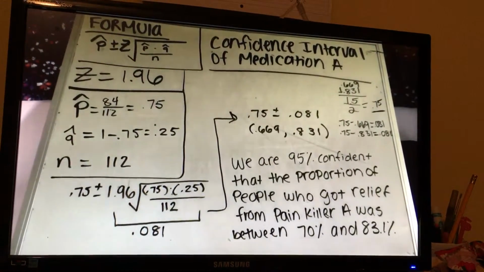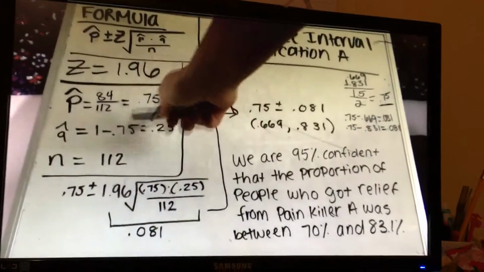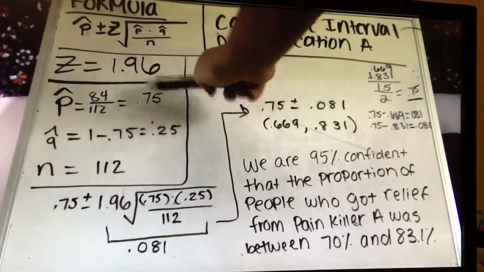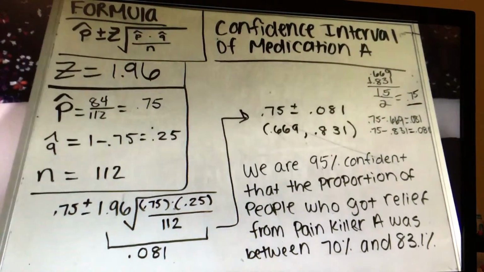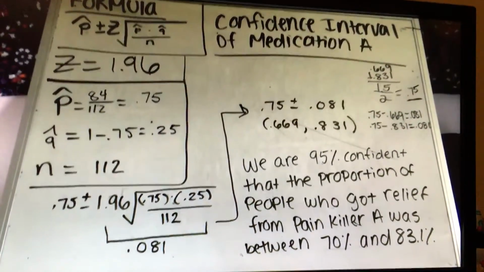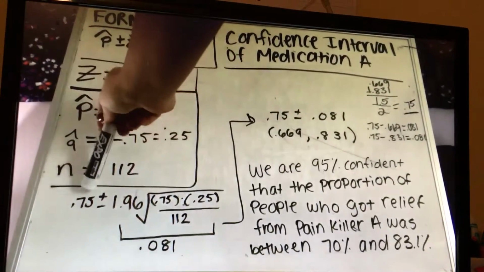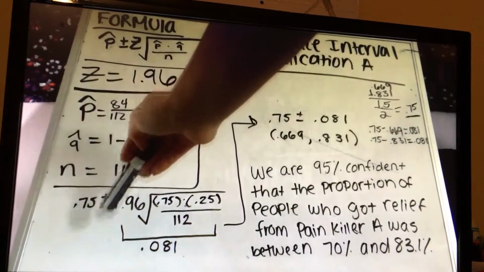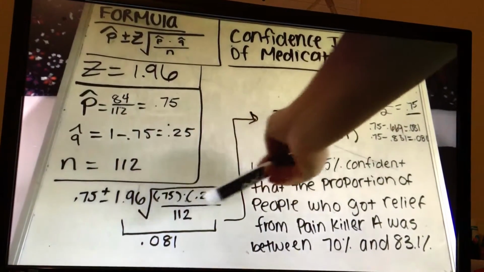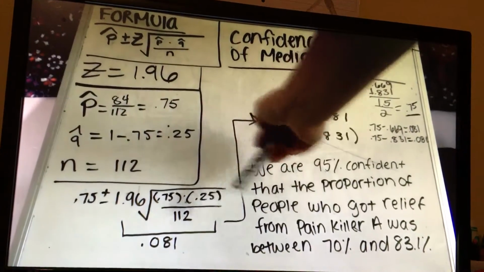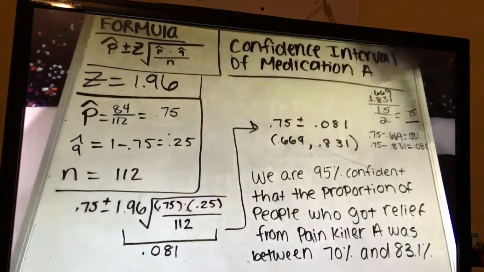Now your q hat is the rest of the people that disagreed about the pain reliever being effective. So it would be 1 minus the group that said the pain reliever was effective, and it gives you 0.25, which is the rest. And n is 112, the total. So when plugging it in, you have 0.75, because that's your p hat, plus or minus your z-score of 1.96 times the square root of p hat, 0.75, times q hat, 0.25, over 112.